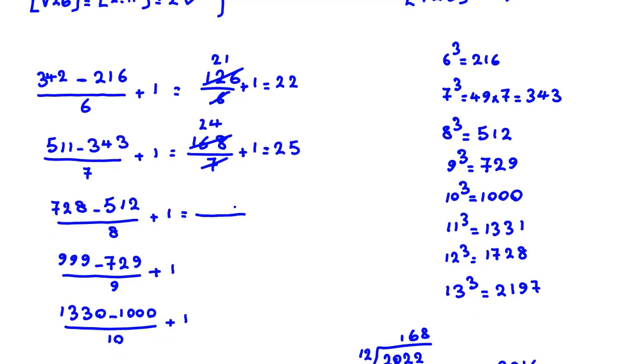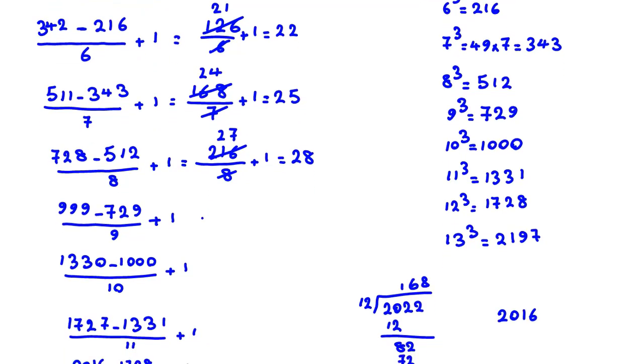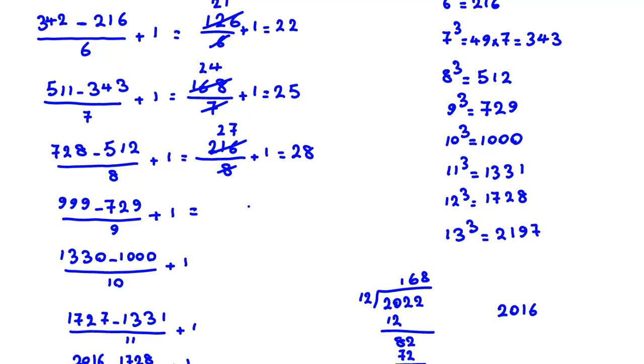Next one is 8 minus 2, 6. 2 minus 1, 1. 7 minus 5, 2. Over 8 plus 1. Okay, if you divide by 8, it will be 28. And if you divide this one, 9 minus 9, 0, 9 minus 2, 7, 9 minus 7, 2, over 9 plus 1. It will be 30 plus 1, 31.